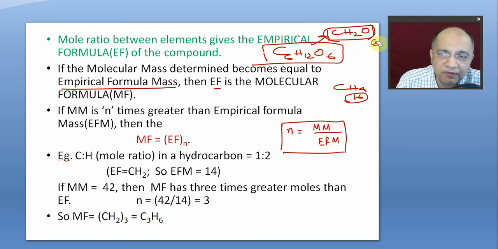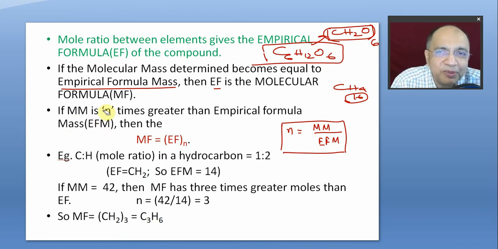But here, for glucose, there is a factor n to be multiplied, because the molecular mass of glucose was found to be 180 experimentally, but the empirical formula mass is 12 plus 2, that is 14, plus 16, 30. So 180 by 30 will give you a factor 6. So that is the n which is to be multiplied throughout all the elements in the empirical formula to get the molecular formula. So if molecular mass is n times greater, n is a whole number.